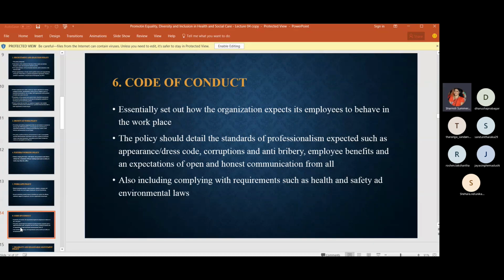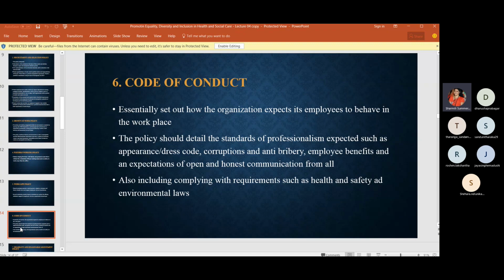The policy should detail the standard of professionalism expected, such as appearance or dress code, corruption and anti-bribery, employee benefits, and expectations of open and honest communication from all. All these codes of conduct are mainly important for improving the professionalism of each and every individual. They also include complying with requirements such as health and safety and environmental laws as well.